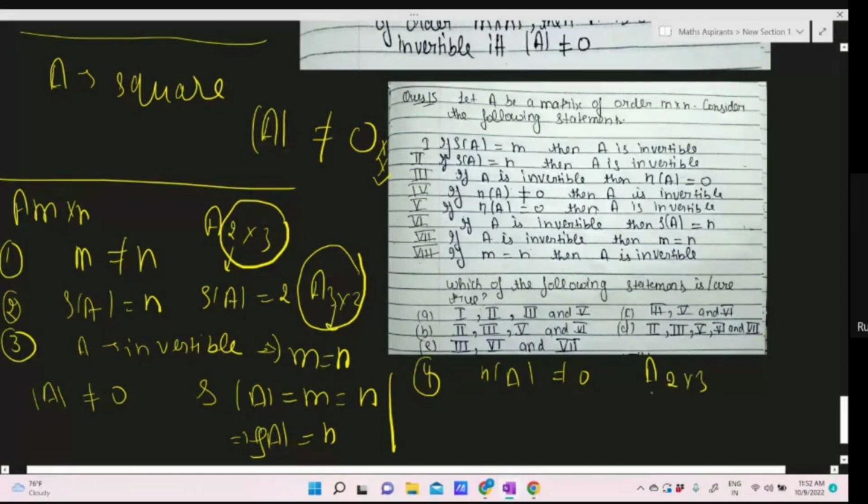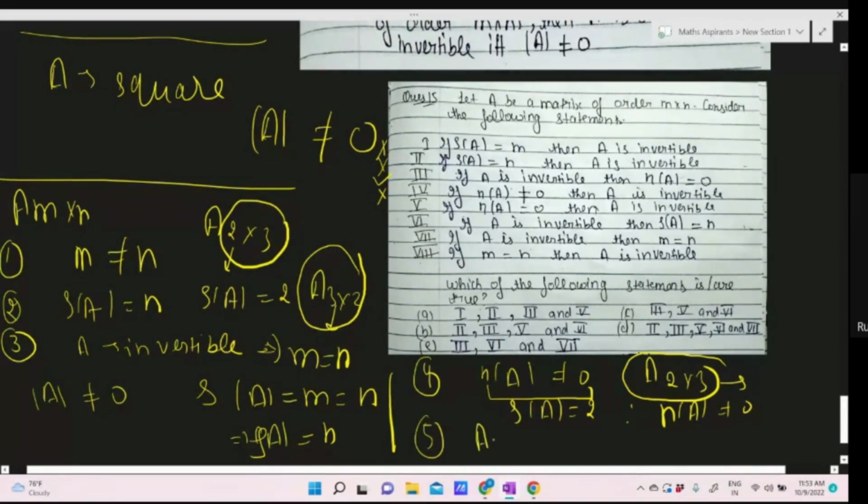If nullity and rank of A are 2, the nullity of A will become non-zero. Here, by choosing this type of matrix which satisfies nullity of A being non-zero, this matrix is not an invertible matrix. Therefore, option number D is also the incorrect option. Now move towards statement number 5. If nullity of A is 0, then A is invertible. This is also the incorrect option.